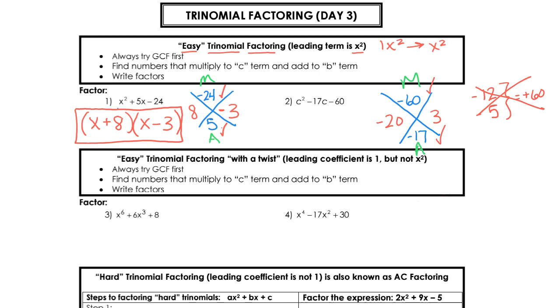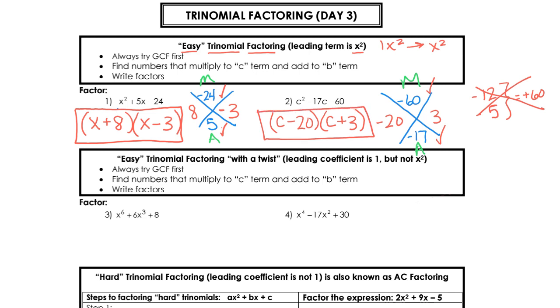Again, because this is a nice, easy trinomial, we break the trinomial into two sets of parentheses. C squared gets chopped into c and c. One gets the negative 20, and the other gets the positive 3. And those are its two factors, and we multiply them back up, and that one is finished.